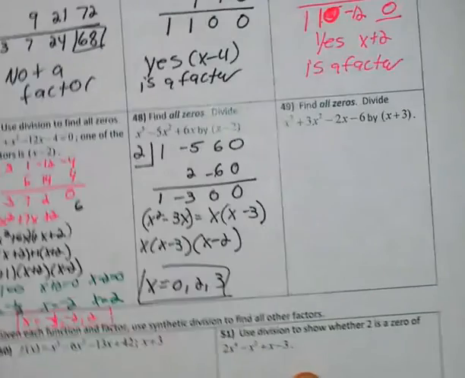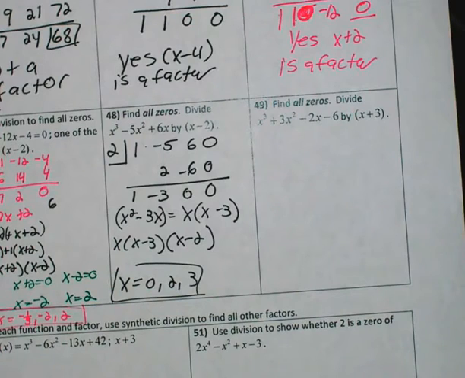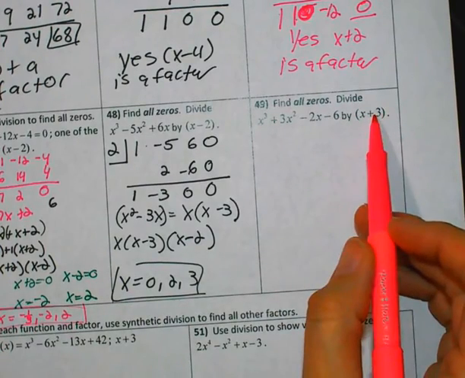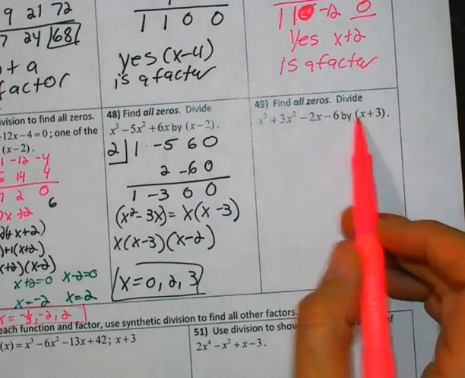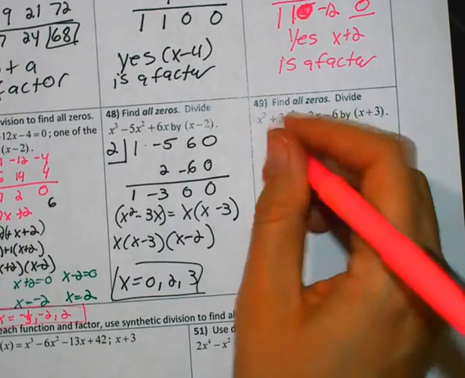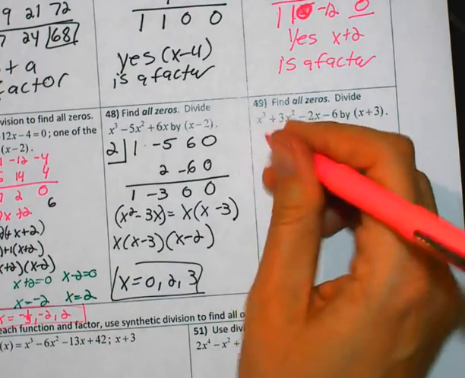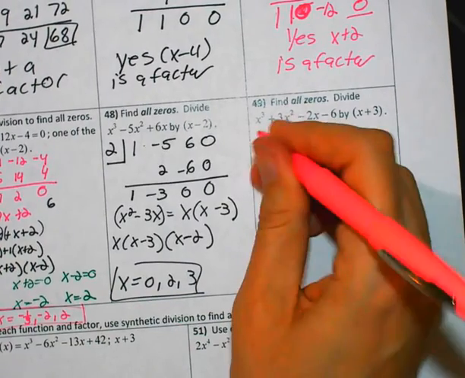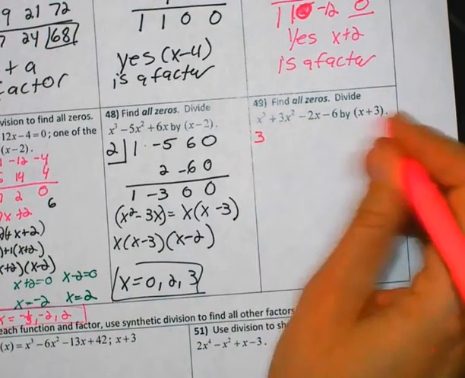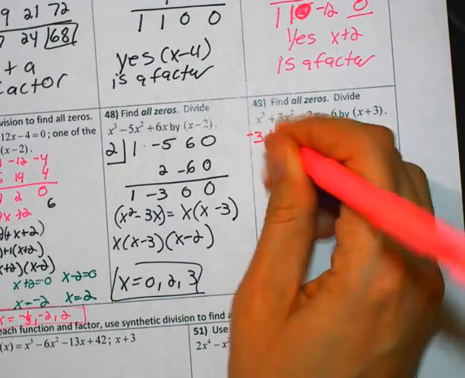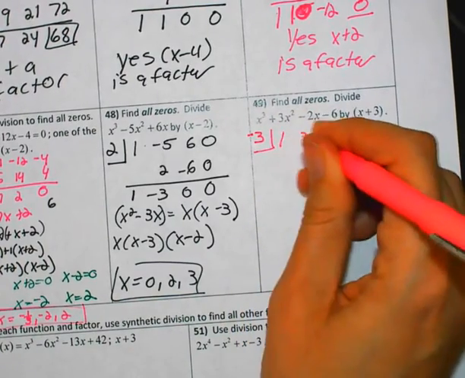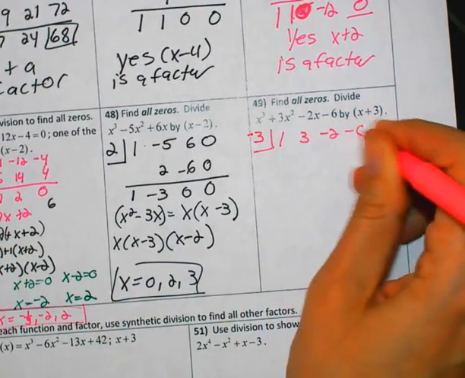All right, next one, find all the zeros again. Since they gave us one of the factors, the first step is to go ahead and factor out the x plus 3, and we can use synthetic division for that. So I have 3. Remember, this would be negative 3 because we're going to do the opposite sign. And then 1, 3, negative 2, negative 6.